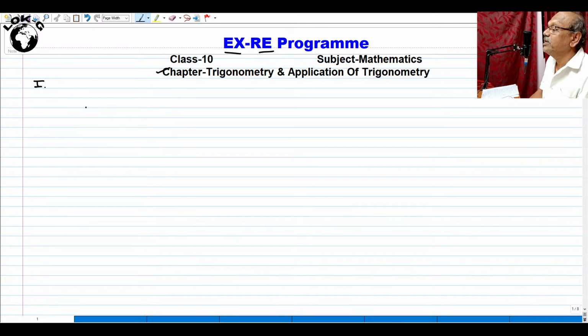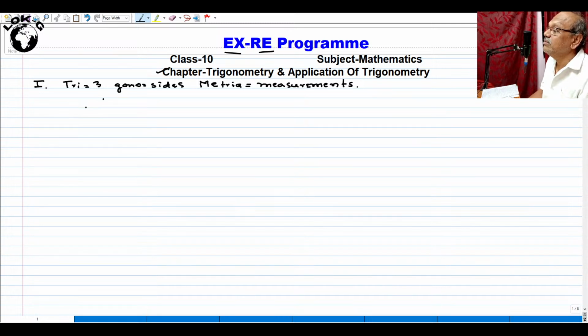You studied that trigonometry has got three words. Tri means three, gono means sides or angles, metria means measurement. Trigonometry is the branch of mathematics which deals with the study of measurement of sides and angles of a triangle. It also deals with the study of relation between sides and angles of a triangle, right?